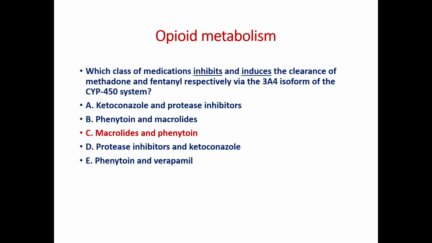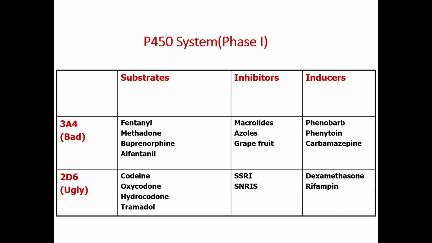All right. So I'm going to give you a quick question here. Which class of medications inhibit and induce the clearance of methadone and fentanyl, respectively, via the 3A4 isoform of the CYP450? So the answer is macrolides and phenytoin. Macrolides, like erythromycin, and phenytoin. The phenytoin induces, the macrolides inhibit. Again, I get back to the picture here. So fentanyl and methadone. You see here the inhibitors, macrolides; inducers are phenobarb and phenytoin and carbamazepine.